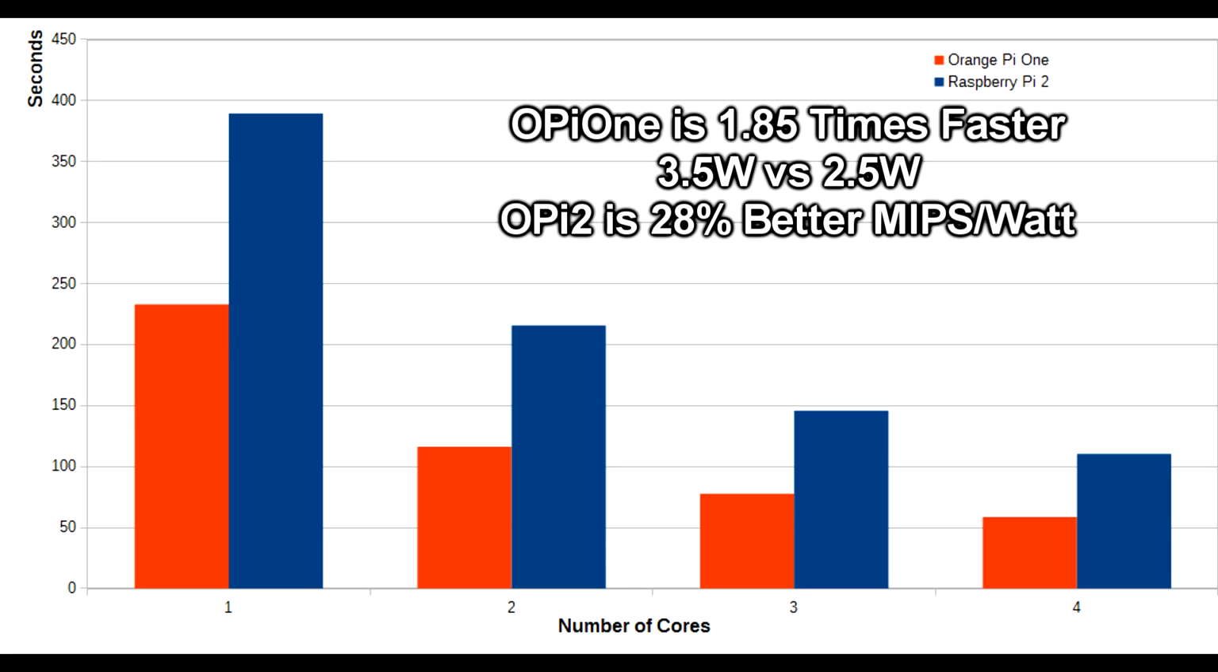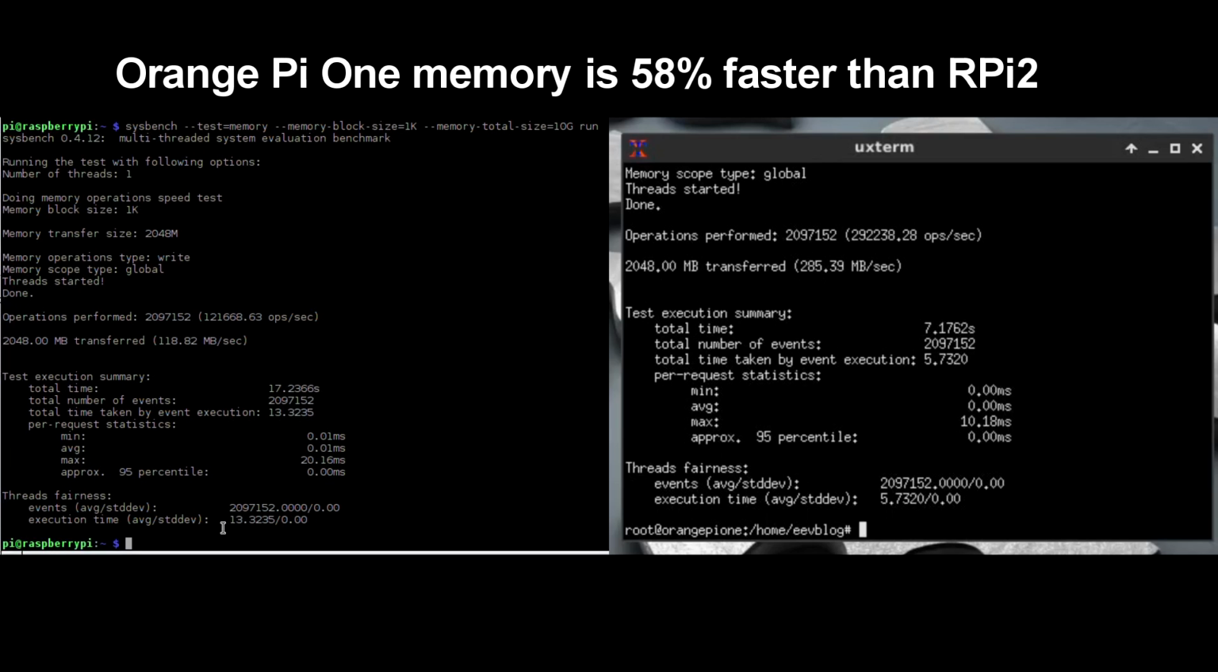All the Orange Pi flavours with the Allwinner processor are far superior, and this could even be better with the Allwinner PC, which is a 1.6 gig core, as opposed to the 1.2 gig core we're looking at here with the Orange Pi 1. So not only is it better bang per buck, but it's more efficient too. Winner, Allwinner. And the memory on the Orange Pi 1 is 58% faster than the Raspberry Pi 2.